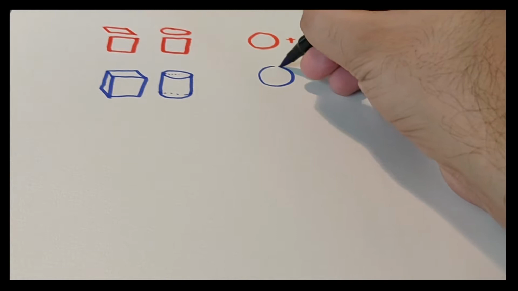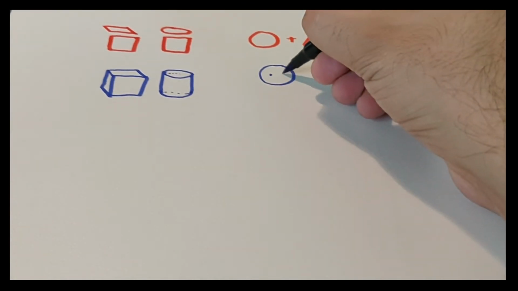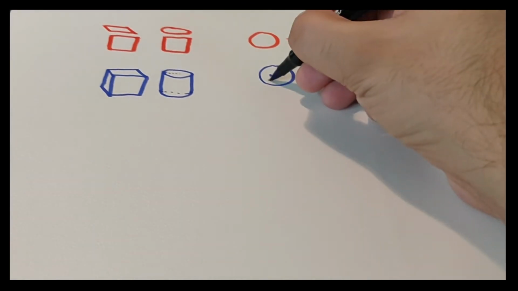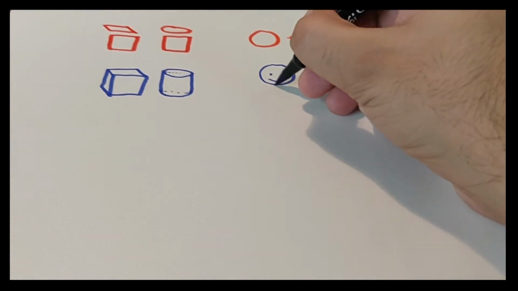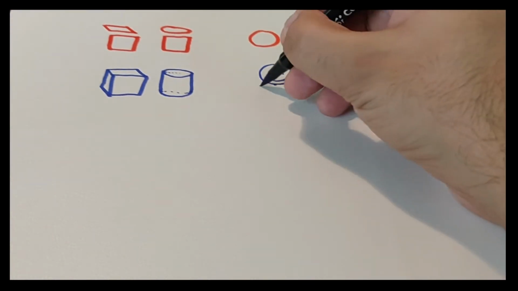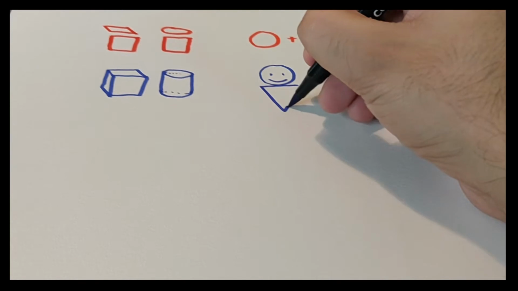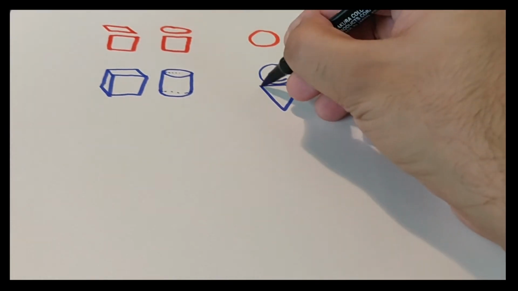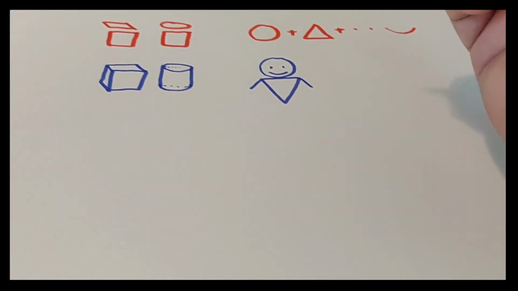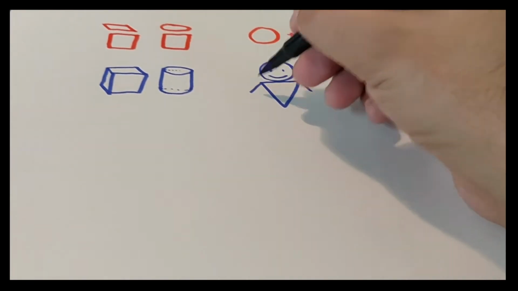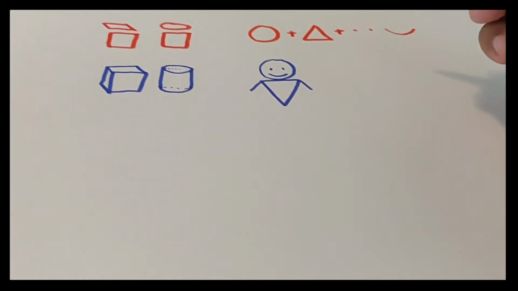I create the circle, put 2 lines, put 2 dots, 1 line and 1 triangle. Well, it is an inverted triangle, and if I draw some lines over here, I get a boy.